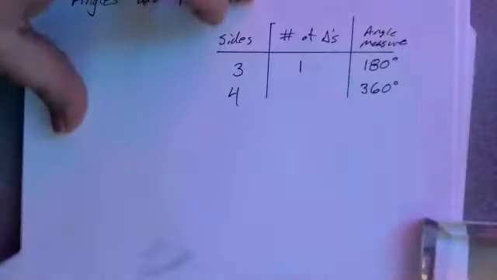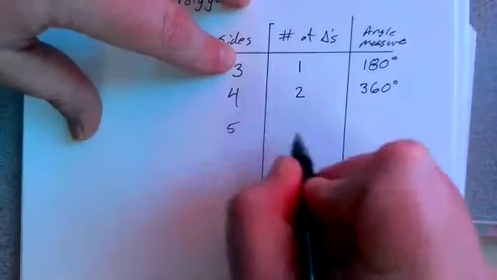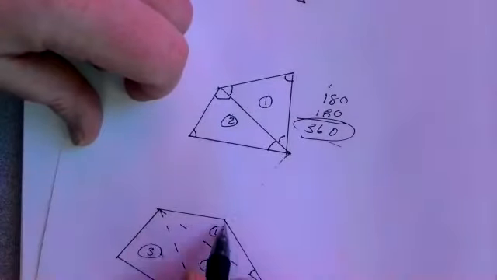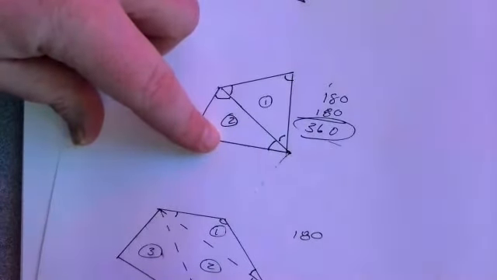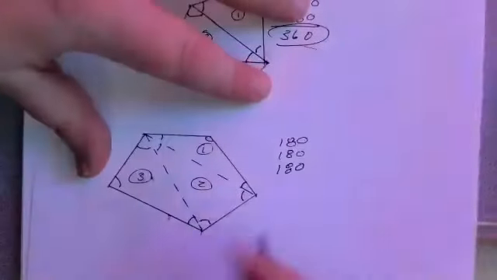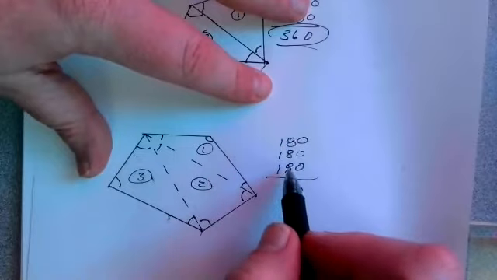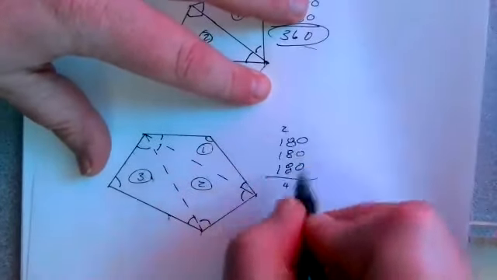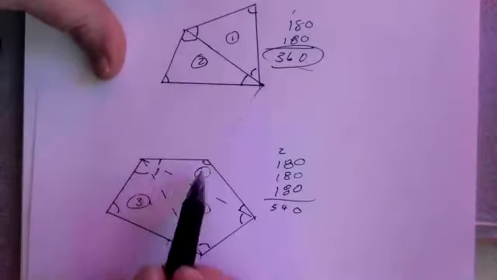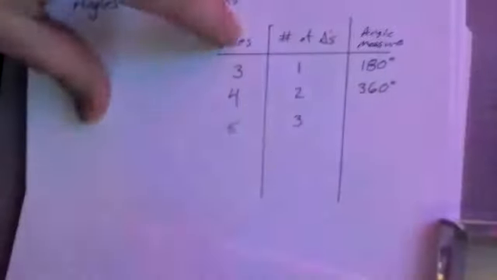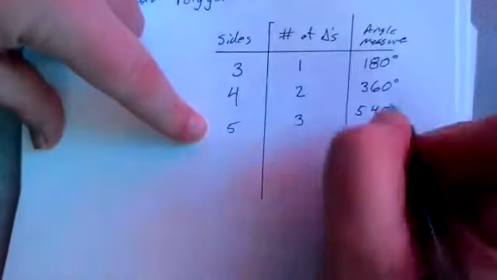All right, so the number of sides here is 5, the number of triangles is 3, and the angle measure, so this one here, that's 180, plus these here is 180, plus these here gives us 180. So 180 plus 180, 3 times 180 is 540. So the sum of all of the angles for a pentagon is 540 degrees.